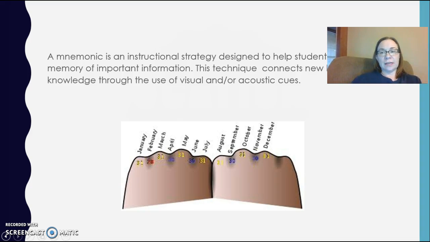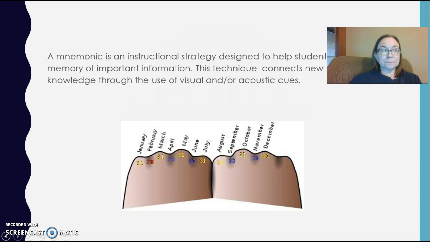So one of the ones that I was going to talk about was mnemonics. Mnemonics is an instructional strategy used to create a way to bring this information visually and acoustically. This could be with a song or a phrase, sentence, even just visuals. It helps connect and make that learning more solid by being able to see it visually. Like below, there's an image of the two fists for the days of the months.